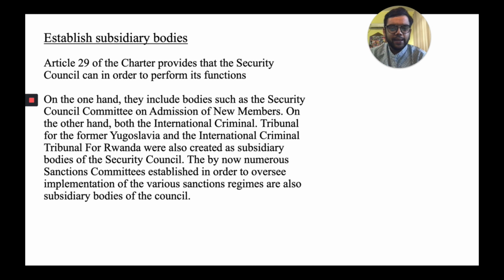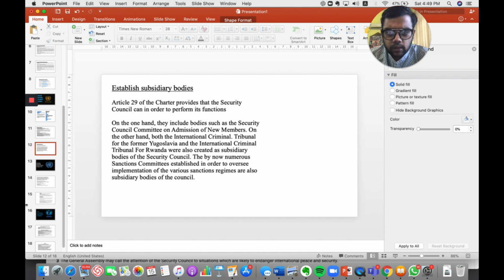Now, Article 29 of the UN Charter provides that the Security Council can, in order to perform its functions, establish subsidiary bodies. On one hand, they include bodies such as the Security Council Committee on Admission of New Members. On the other hand, most of the criminal tribunals that we know are established by the UN, are established under Article 29 of the UN Charter.